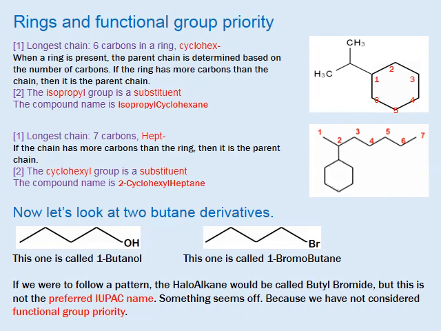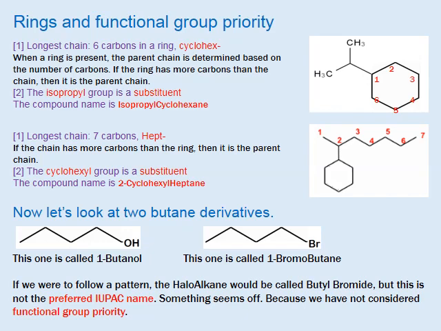However, the longest continuous carbon chain is the parent chain, provided it has more carbons than the ring. Take for example the compound 2-cyclohexylheptane. The ring has 6 carbons, and the chain has 7 carbons. In this case, the ring is treated as a substituent to give the name of the compound, 2-cyclohexylheptane.